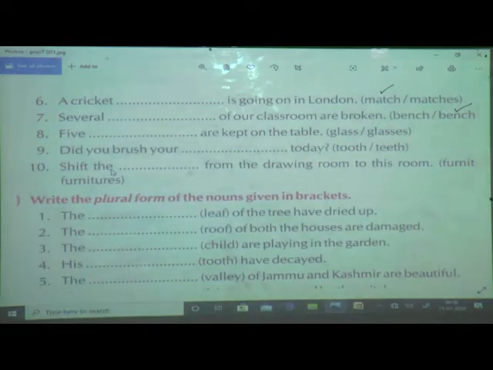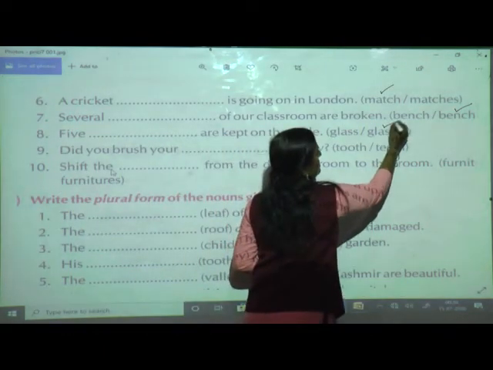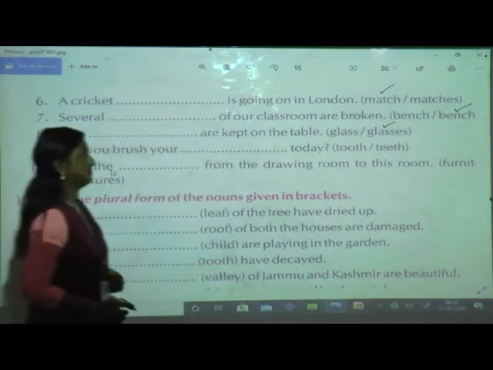Five dash are kept on the table. Now 5 is what? Singular or plural? Yes, it is a plural. So which word I am going to take? That is glasses. 5 glasses on the table.